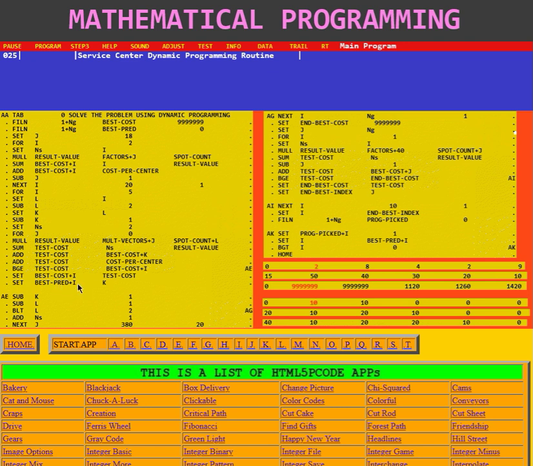It says the best predecessor was this one at K. See, that's the value where we found the previous best cost at K. So as in dynamic programming, we have to not only remember the best cost, but how did we get there? We need to know who the previous service center was, and it was at K.